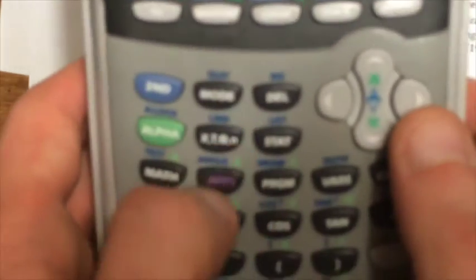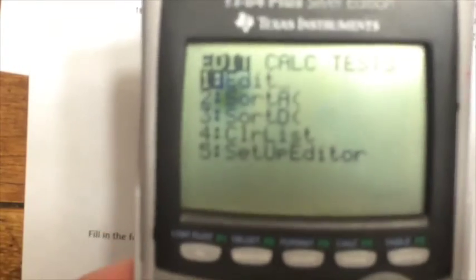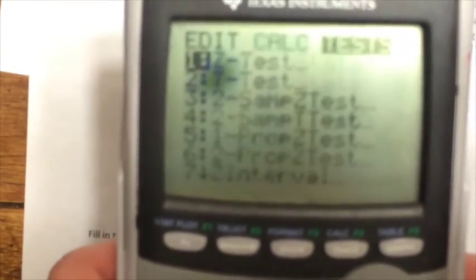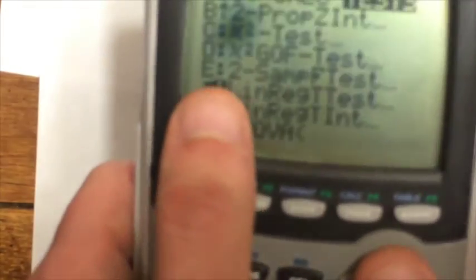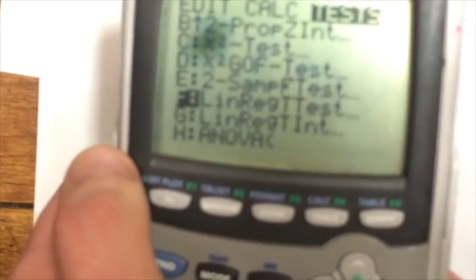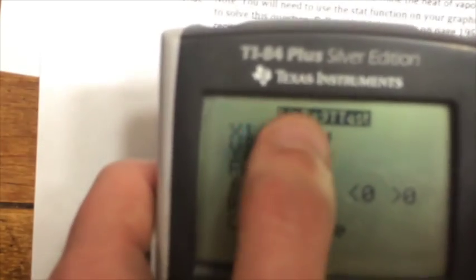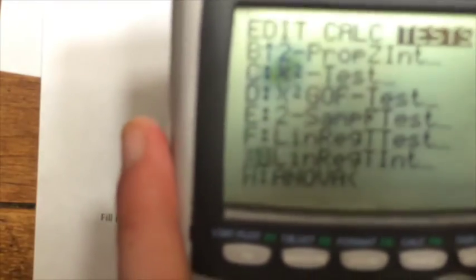After you do that, you click Stat once again, and you go over to Test, and you can go to the very bottom or just click Up, which will take you to the bottom, and go to the linear regression t-test. Okay, so you click that. Now it has your X list and your Y list. It says L1 for X and L2 for Y. So you basically want that to match these L1 and L2 up here. If that doesn't match, you need to change that.